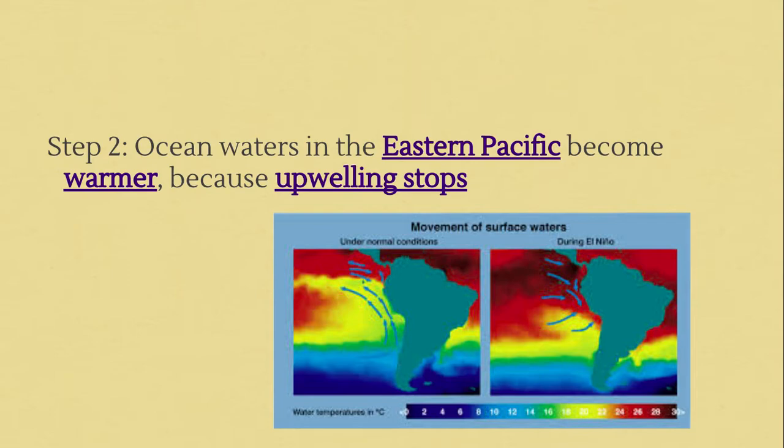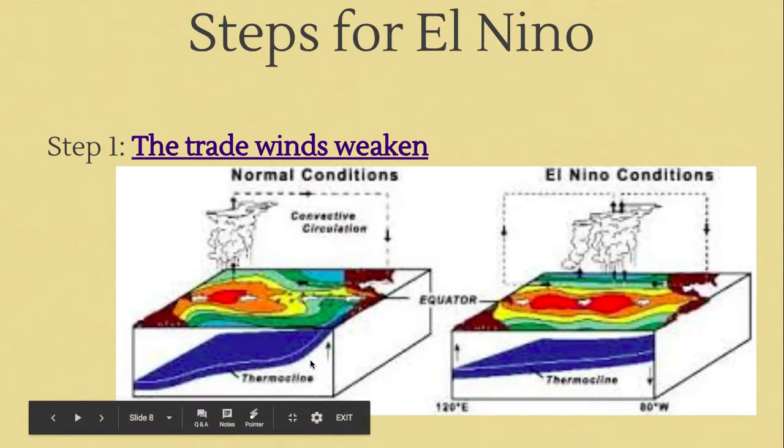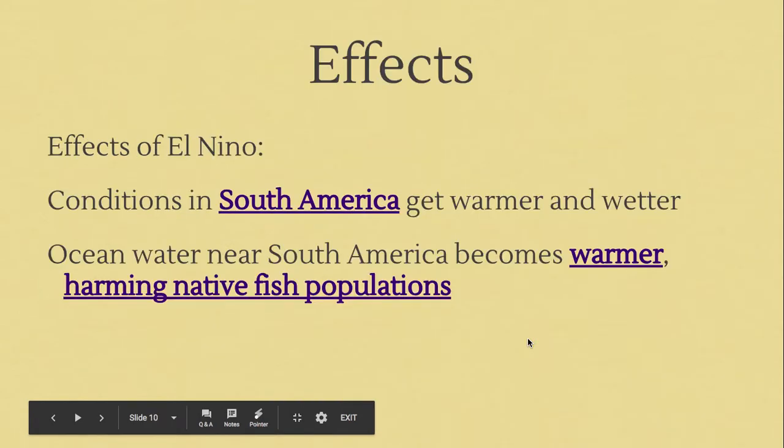Step 2. Because the trade winds weaken, water in the eastern Pacific, so that's by South America, gets warmer. And you can see that in this picture. Here by like Peru, all this water is a lot warmer than it's supposed to be because upwelling has stopped. Upwelling is this cold water coming up. In El Niño, you don't have upwelling, because the wind can't push the warm water away.